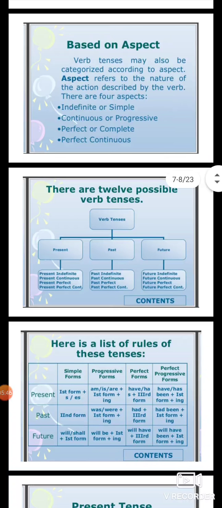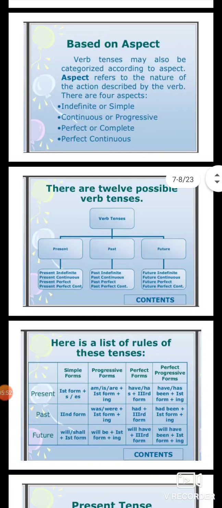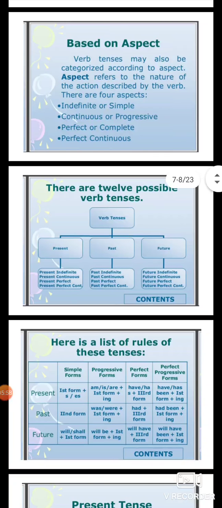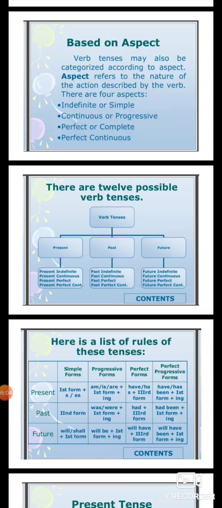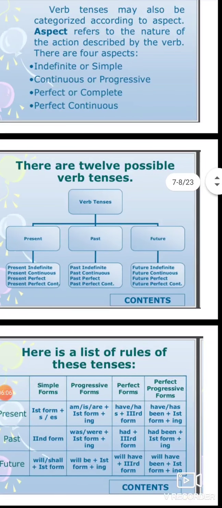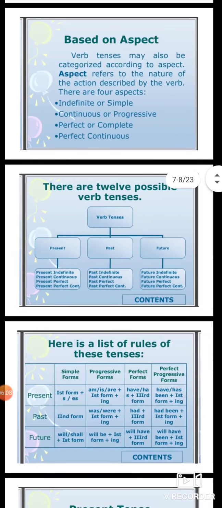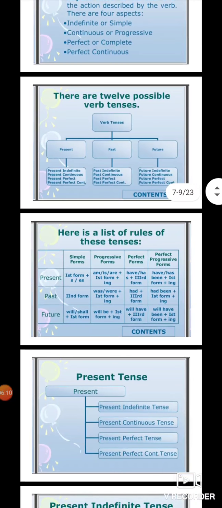In the same way it happens for the future tense. In future tense, if you see, there are 4 different verb tenses. What are they? Simple future or indefinite future, future continuous, future perfect and future perfect continuous. So these are the possible 12 types of verb tenses that can be seen. Now we go for the next one.